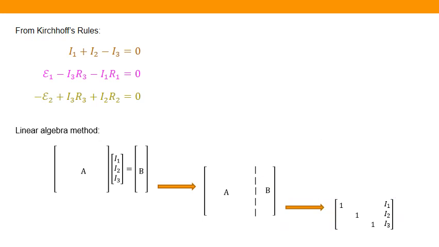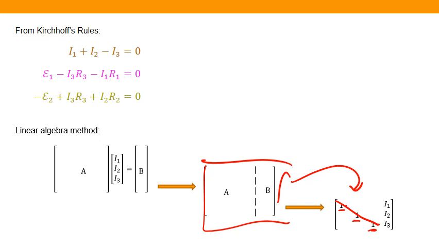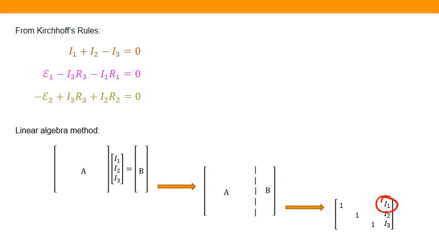So why do we want to do that? Well, if we can get this non-square matrix into reduced row echelon form, our A matrix is just going to be ones along the trace. And what's left over in the B column is going to be the answers to our problem. Whatever is left in this first position is going to be my I1 current. Whatever is left in the second position on the end is going to be my I2 current, and whatever is left in this third position is going to be my I3 current. So that's kind of the method.